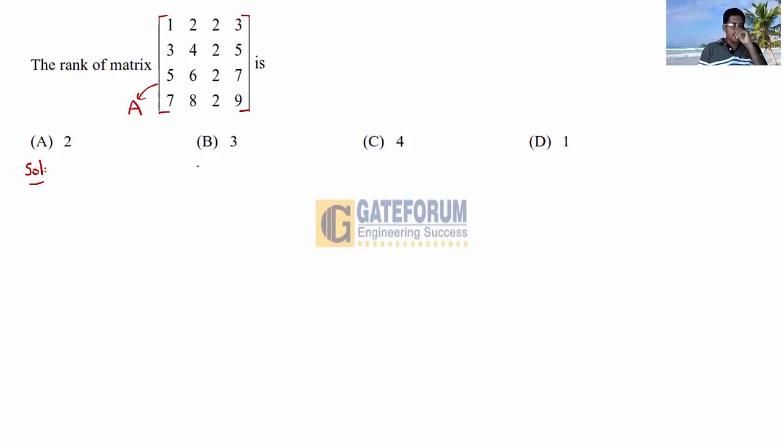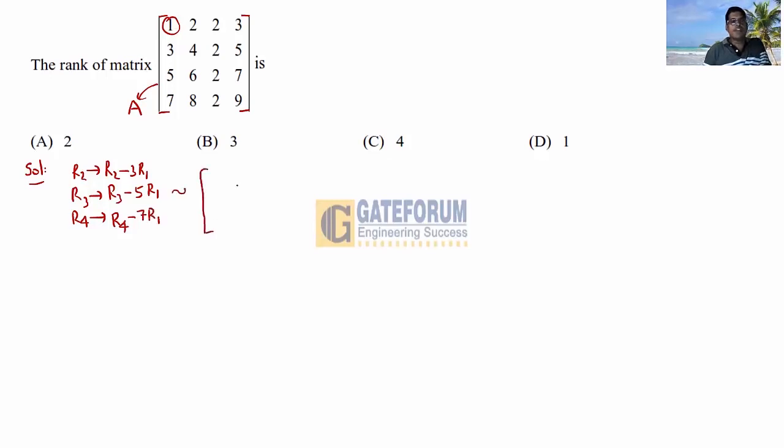Row echelon form means the elements below the diagonal are 0, obtained by using row operations. Applying R2 changes to R2 minus 3R1. So this is the first diagonal element. Make its down elements 0, that is R2, R3, R4 with the help of R1. The operations are given below: R3 changes to R3 minus 5R1, R4 changes to R4 minus 7R1, which will give an equivalent matrix.